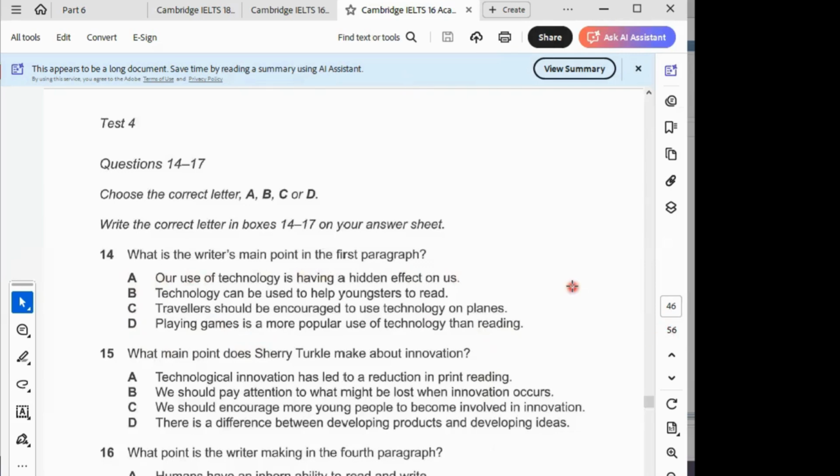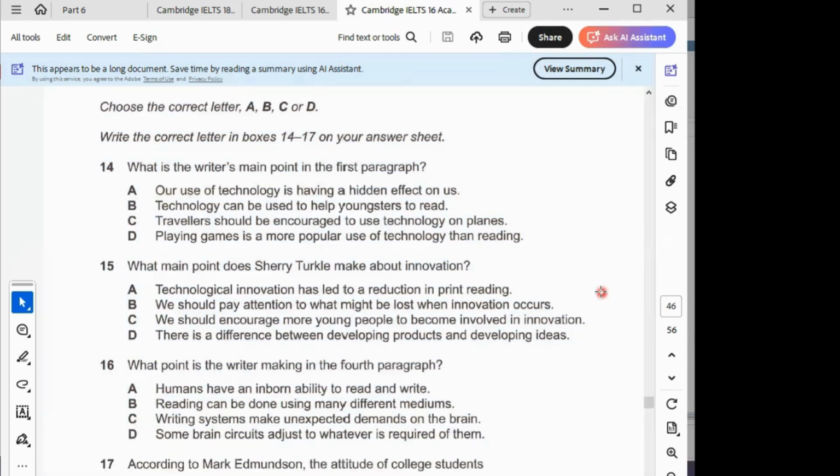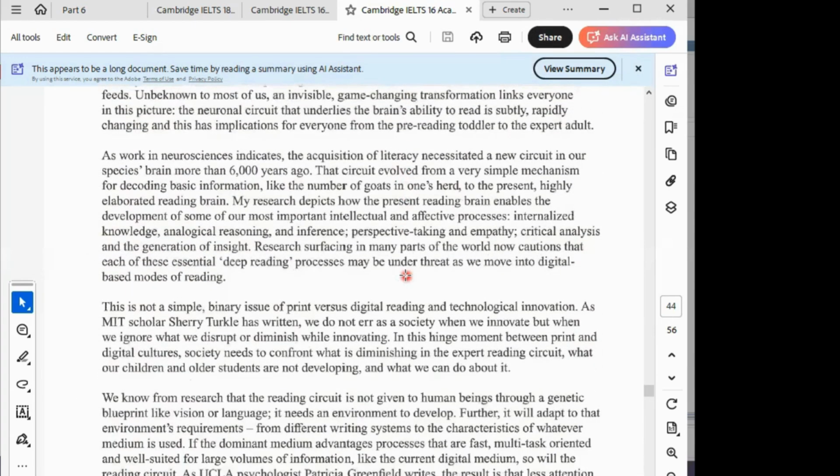Number 15. Let me solve number 15 and then we're going to round it up. Multiple choice questions are very technical too, but with practice, you would get to handle them well. Now look at this one. What main point does Sherry Turkle make about innovation? So let's go check the passage. You see that I usually do not read the options first because it's possible someone gets confused if you do that.